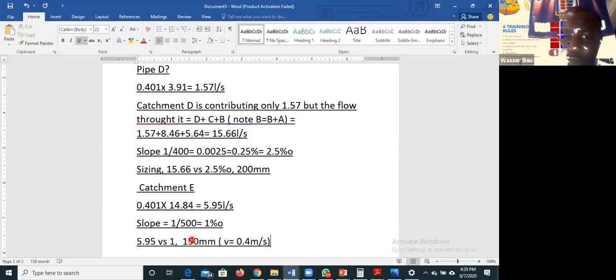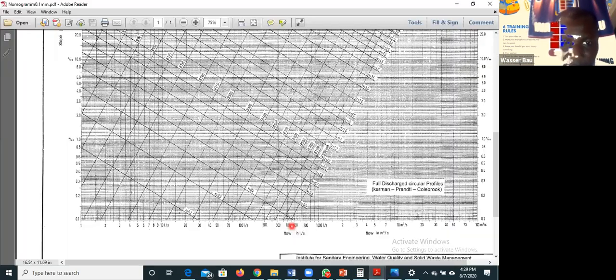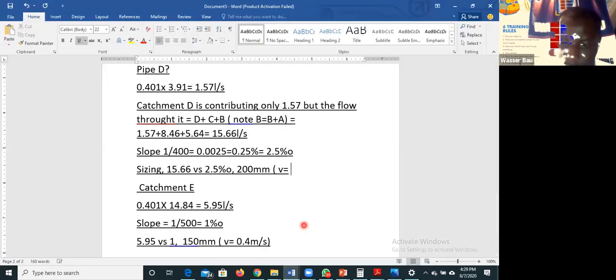So for the other ones we've done previously, we can go back and check their velocity. Like the last one we did, let me quickly get the velocity at that point. 15 against 2.5. The velocity is 0.6. You can check on your own too.